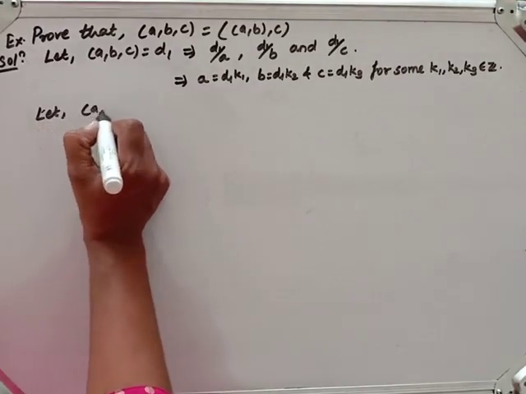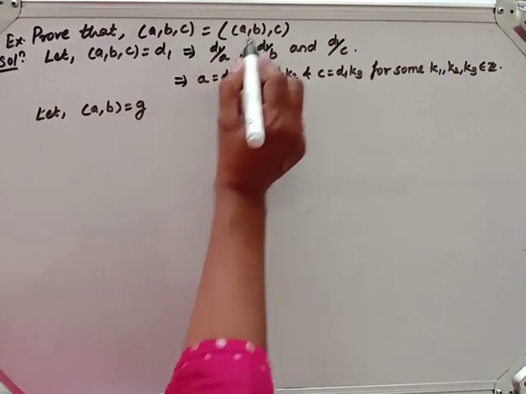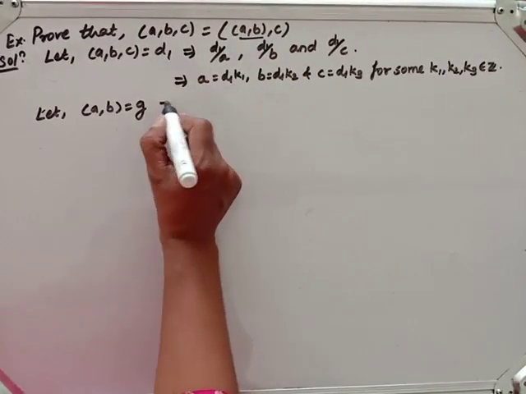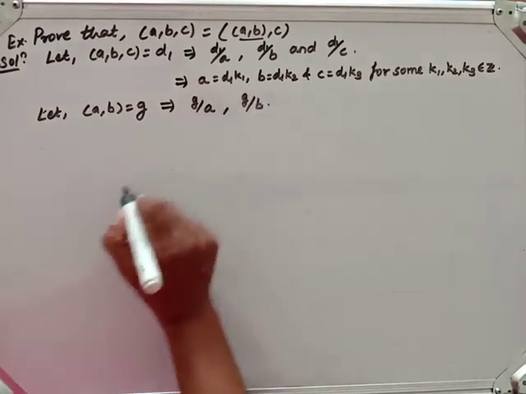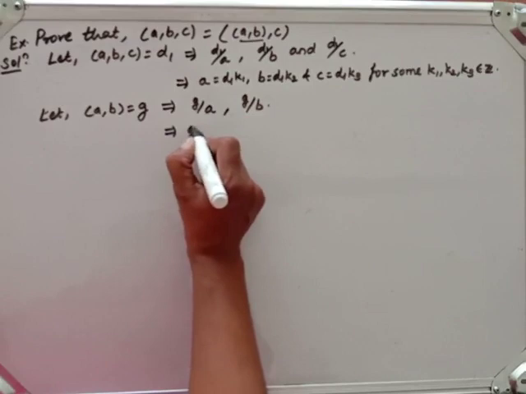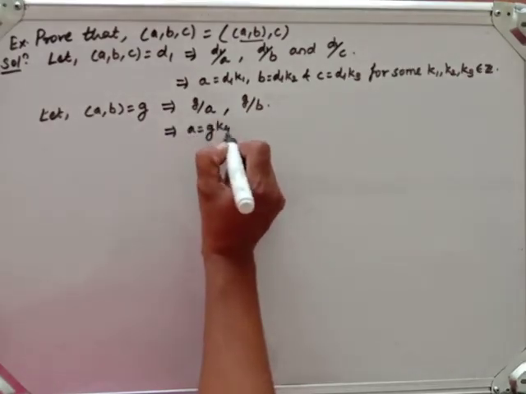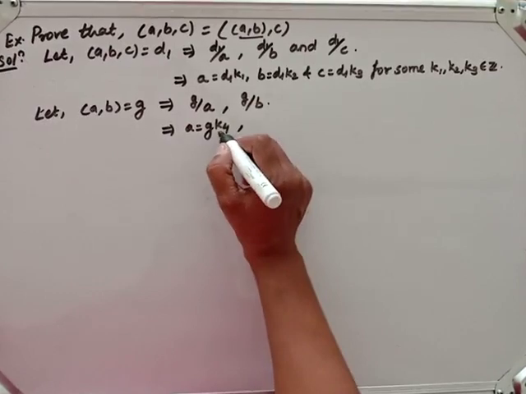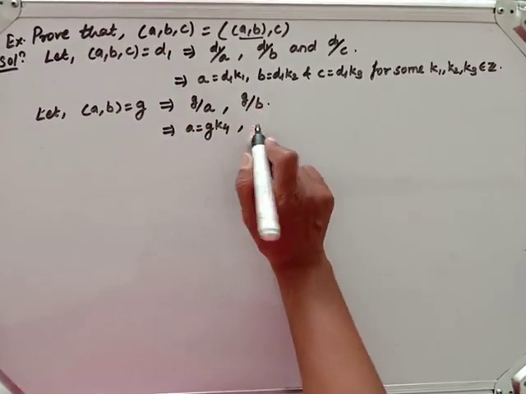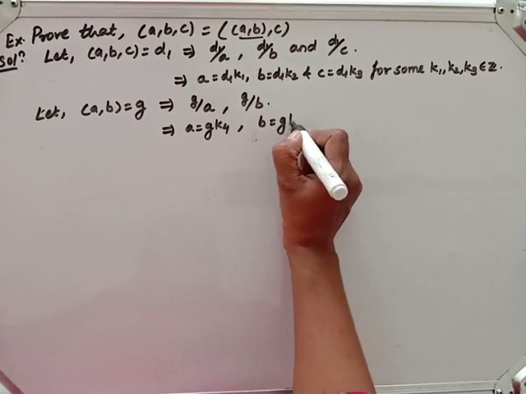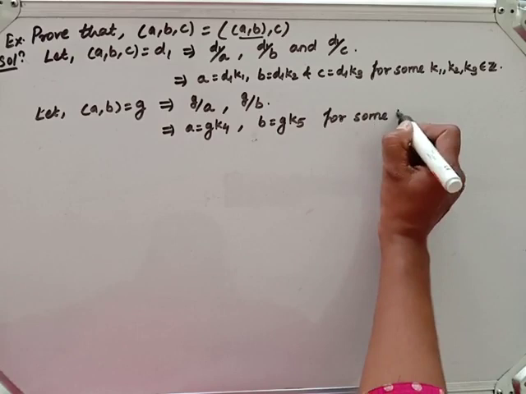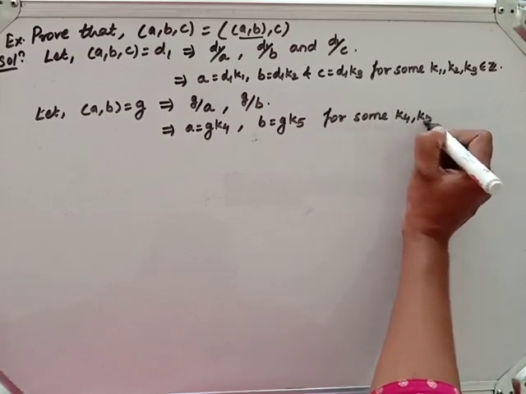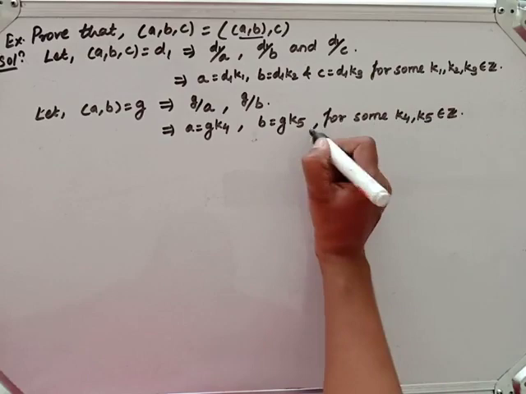Now, let GCD of A and B be G. So, what does this say? G divides A and G also divides B. So this gives A is equal to GK4. Obviously G is different, so here the multiple is different. And B is equal to GK5, for some K4, K5 integers.